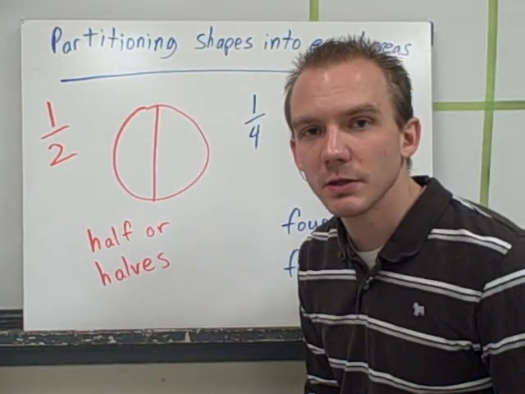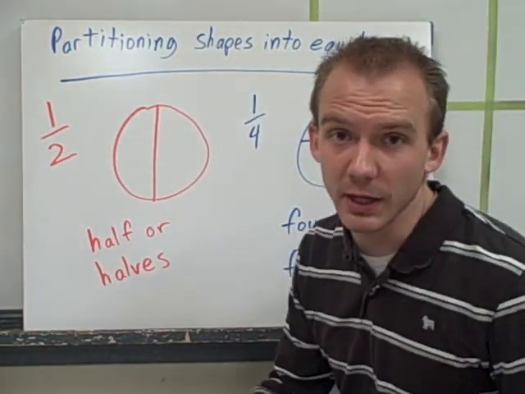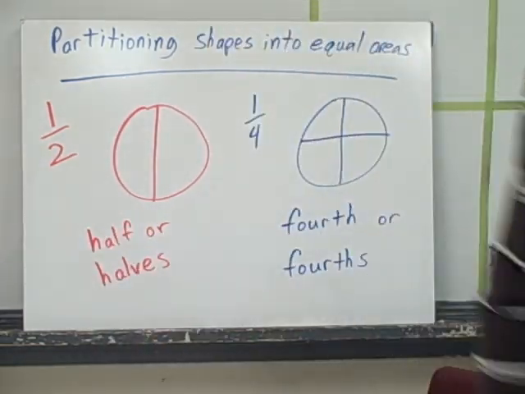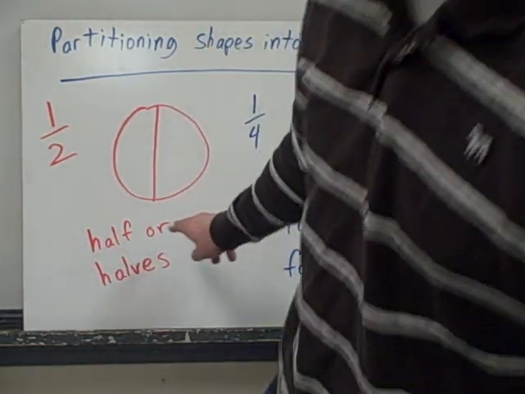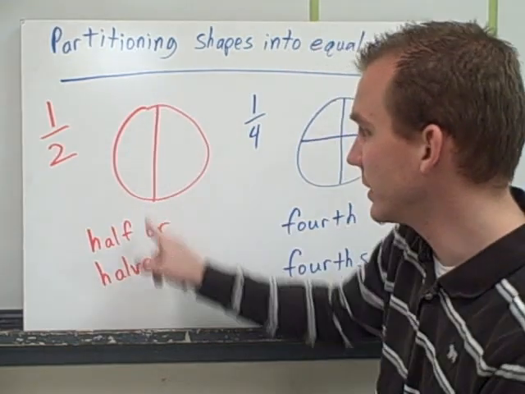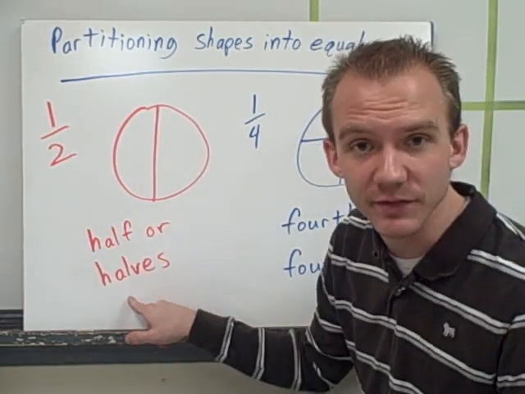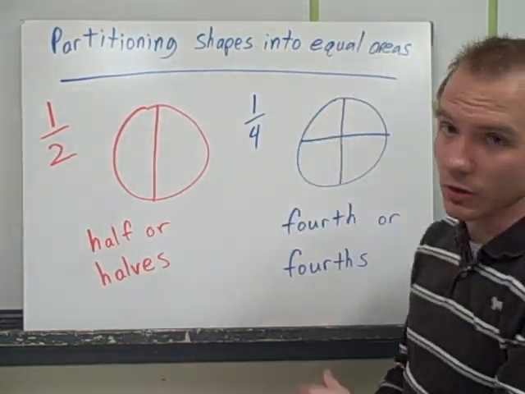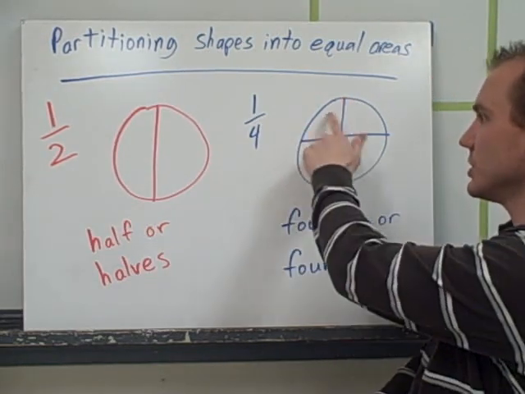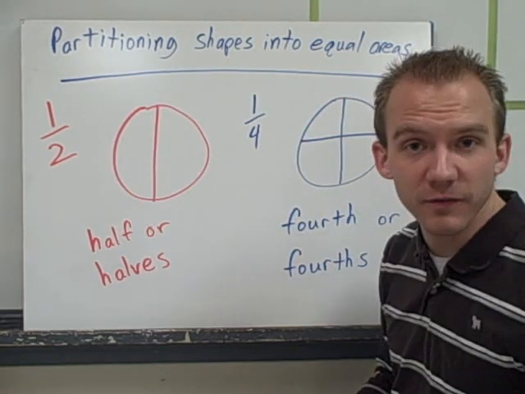Partitioning shapes into equal areas. Let's look at halves and fourths. Here is a circle partitioned right down the middle into a half, or halves. Here is another circle with a plus sign kind of partitioned into 4, or fourths.